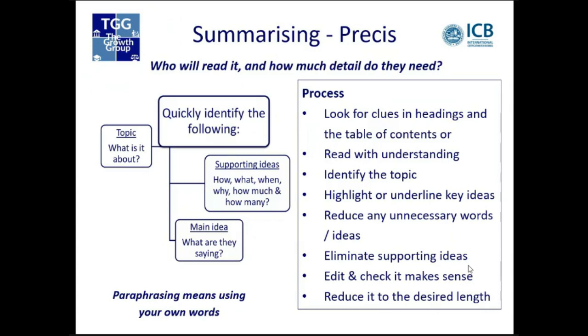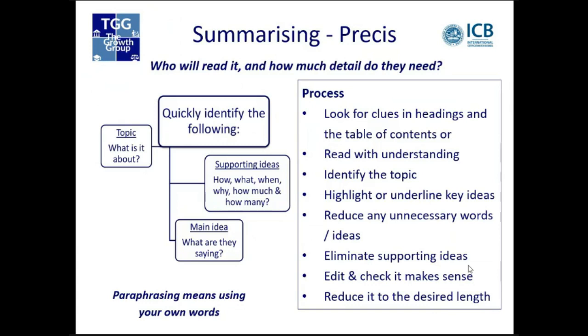So there is a process. The process works like this. You must look for clues in headings and in the table of contents. If ever there is a table of contents available, then please use it. If there is an outline and the outline is numbered, then use that in your precis, because that numbered outline really creates the format that you want to put your summary in. Read it with understanding. And then as you do that, you must identify the topic, and I'm going to talk about that just a little bit more.